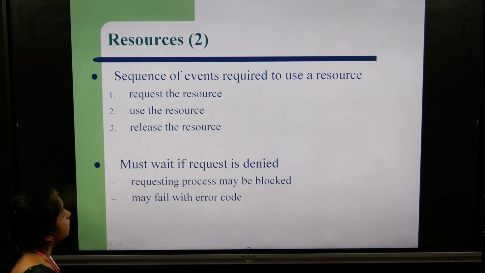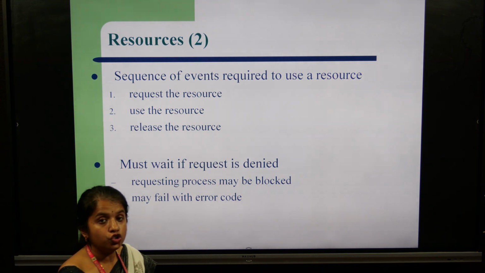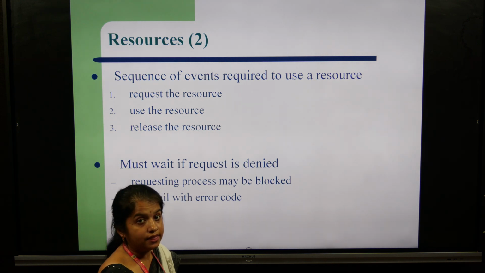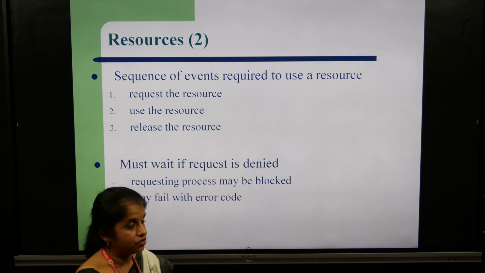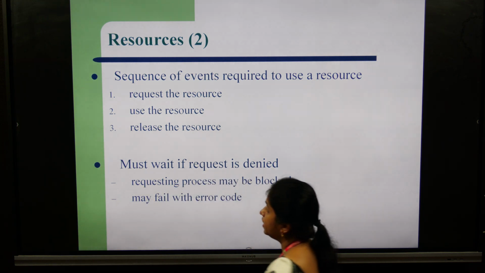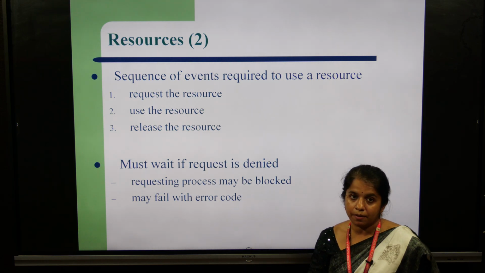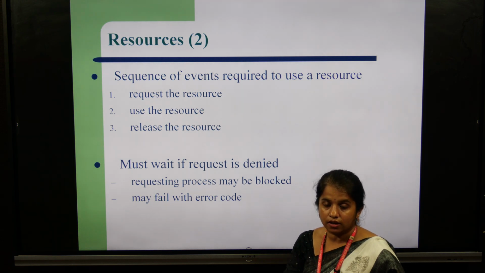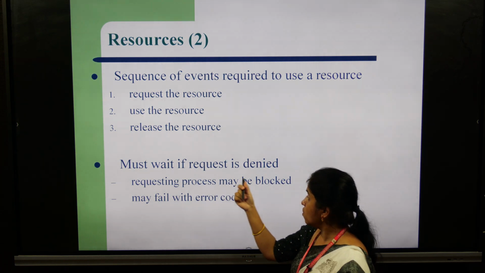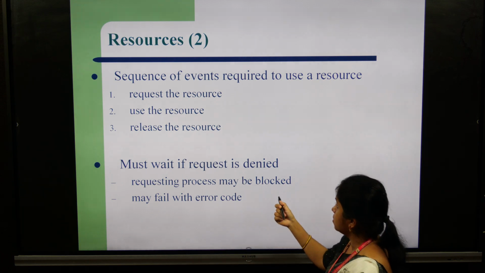The next one is the sequence of events required to use a resource. How are we going to use the resource? First, we request the resource, then use that resource, then release that resource. The next thing is, the process must wait if the request is denied. Requesting processes may be blocked or may fail with some error code. If any process is requesting a resource, it can be denied for two reasons: either it is blocked, or there is an error in that resource.